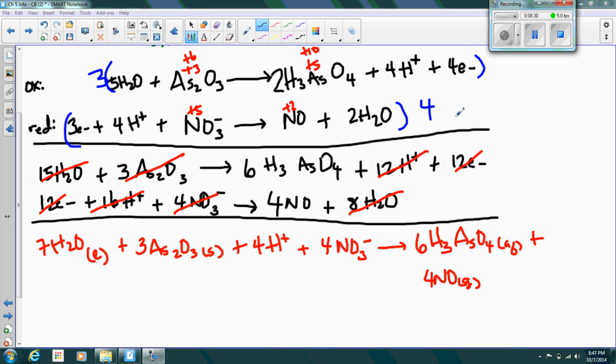One more thing that you can check yourself on. If you take a look at this, I think you would agree that my charges need to equal on both sides. So right here I have 4 positives, here I have 4 negatives, so that's going to equal 0. And over here I don't have anything with a charge, so that is also 0. That's just another quick way that you can check yourself that you have done your equation correctly.